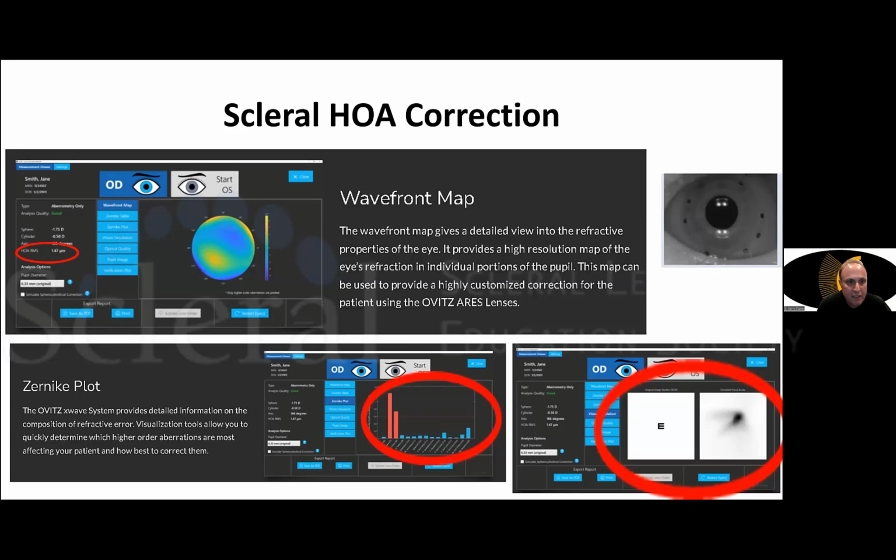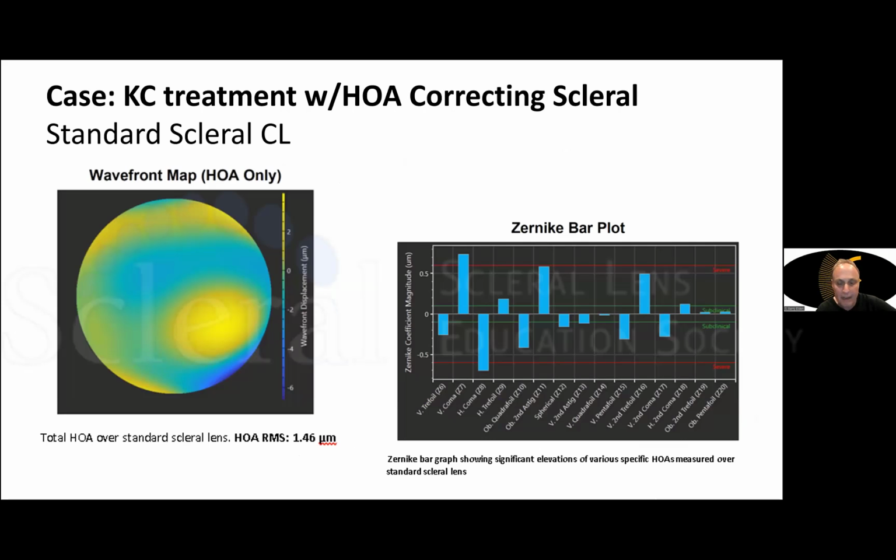So we know that with this system, we can measure aberrometry, overall aberrometry. We can then do it over a traditional contact lens or a traditional scleral lens and see what is residually left over in high order aberrations. And if it's significant, then we can go forward and utilize their proprietary designs to try to address these residual high order aberrations. And there we can see an example.